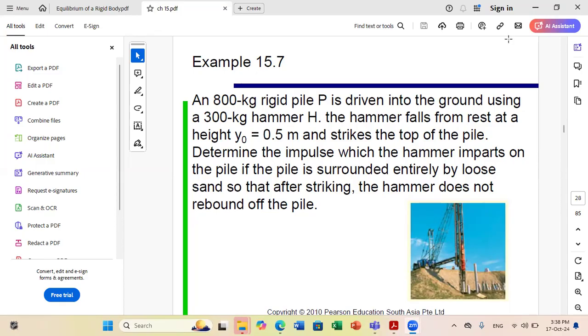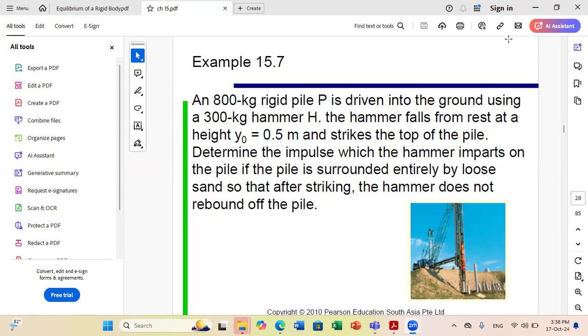Okay, thank you. An 800 kilogram rigid pile P is driven into the ground using a 300 kilogram hammer H. The hammer falls from rest at a height of 0.5 meters and strikes the top of the pile. Determine the impulse which the hammer imparts on the pile if the pile is surrounded entirely by loose sand, so that after striking, the hammer does not rebound off the pile.